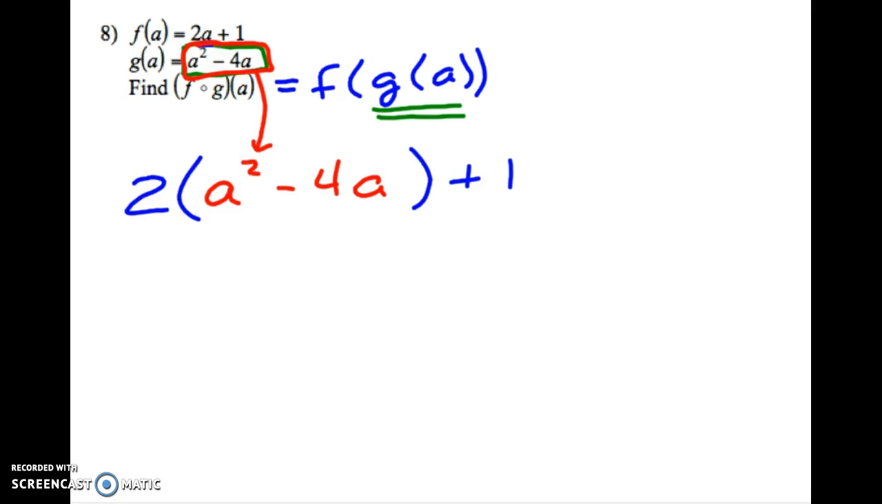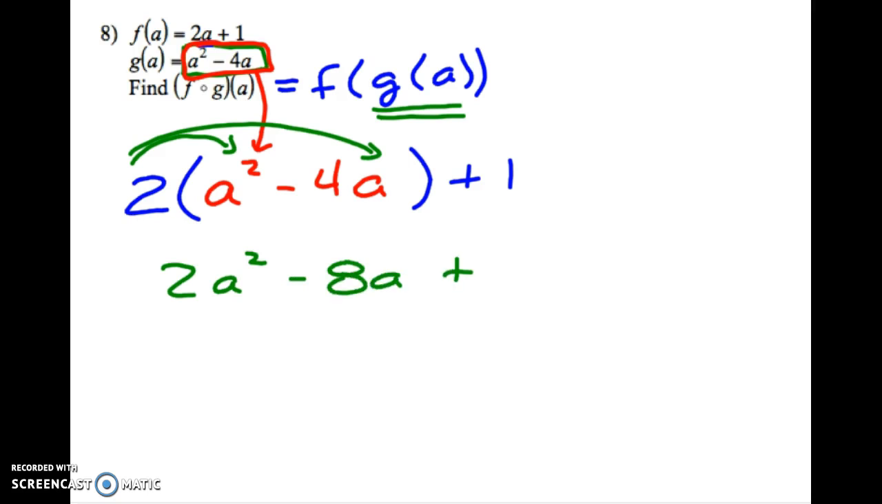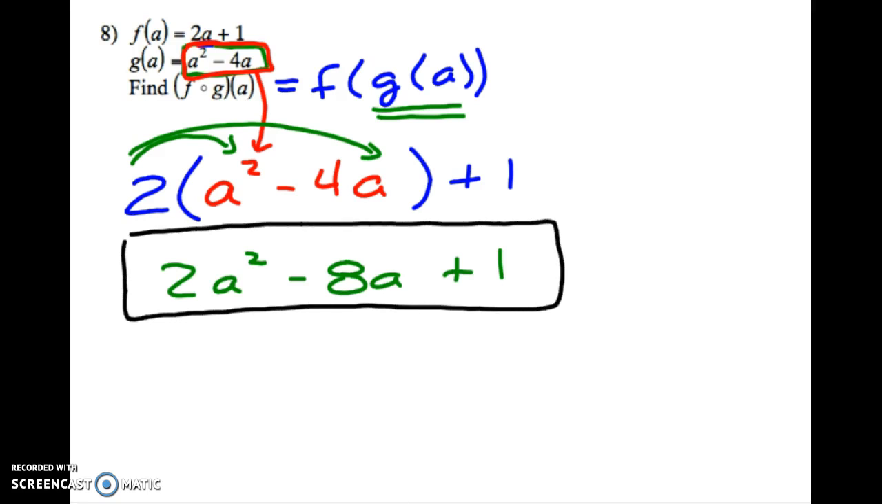Now to clean it up, we're going to distribute. So we'll have 2a squared minus 8a. Got the plus 1 afterwards. In this case, all the terms are different, so there are no like terms. So that one is done.